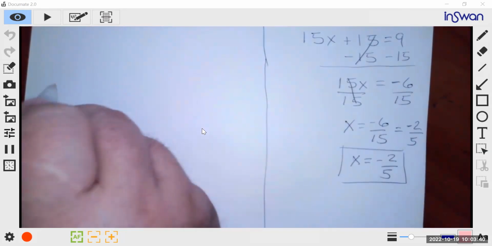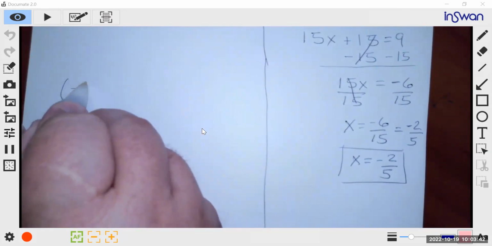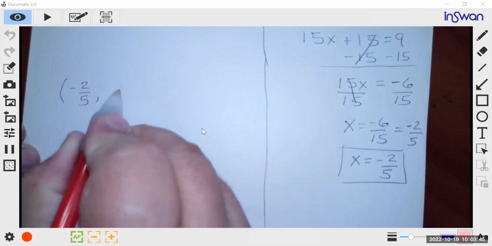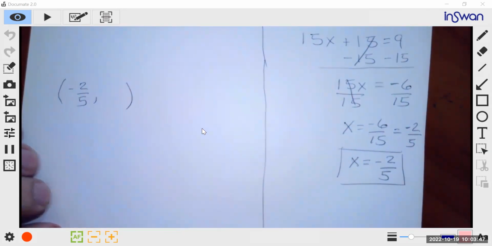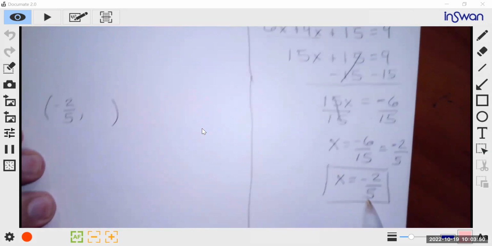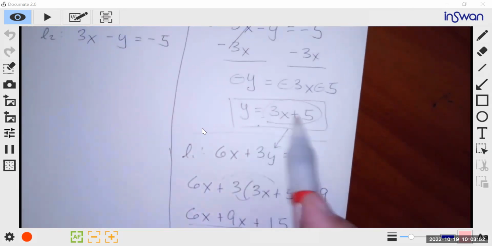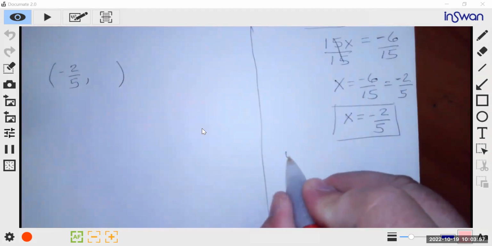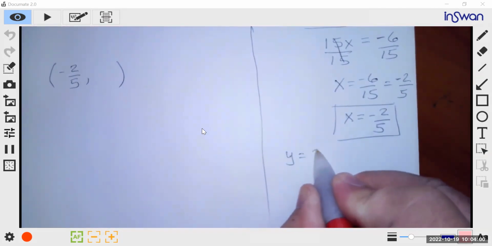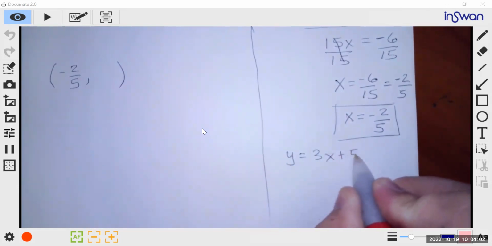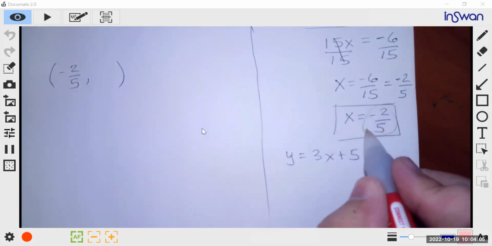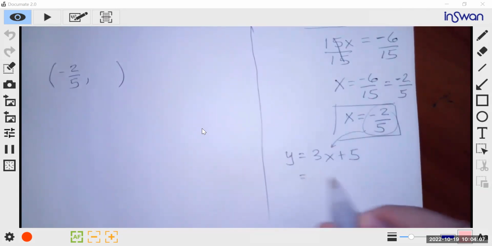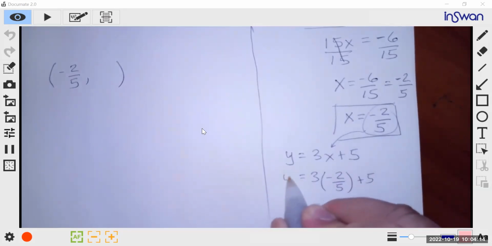So we have our x value. We're missing our y value. Where do we plug this? Way up here, where y equals the first thing we solved for. So we have y equals 3x plus 5. So plug that in for x. Negative 2 over 5 plus 5 equals y.